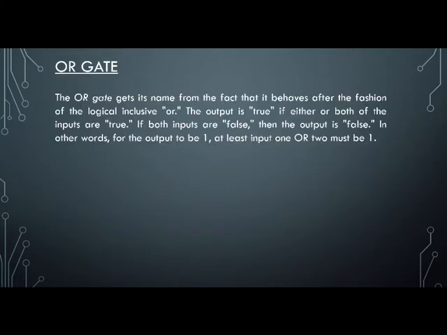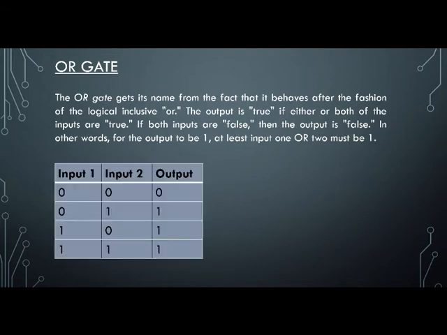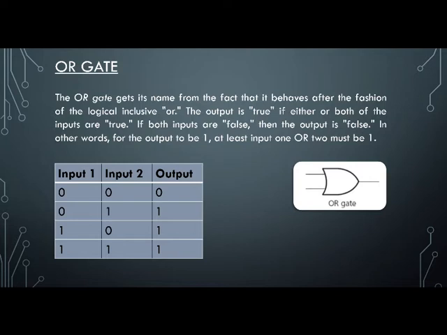Okay, now we have the OR gate. What is the OR gate? The OR gate gets its name from the fact that it behaves after the fashion of a logical inclusive OR. The output is true if either or both of the inputs are true. If both inputs are false, then the output is false.